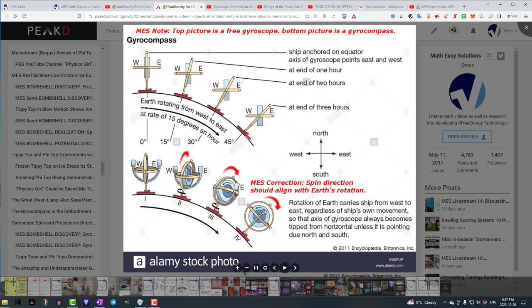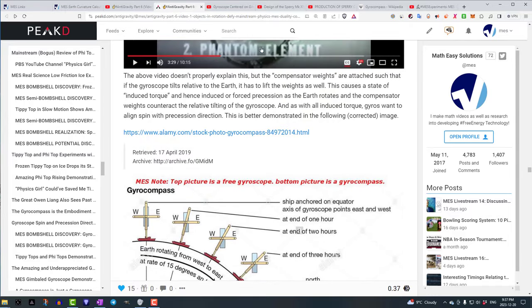Rotation of Earth carries ship from west to east regardless of ship's own movement, so that the axis of the gyroscope always becomes tipped from horizontal until it is pointing due north. And again, notice the compensator weight is pushing it down, so instead of lifting it up, it's being torqued about here. So this is always going to be perpendicular to the surface. It's always going to be in line with this instead of rotating upwards. All right, so now we went over that. Let's play this right here.